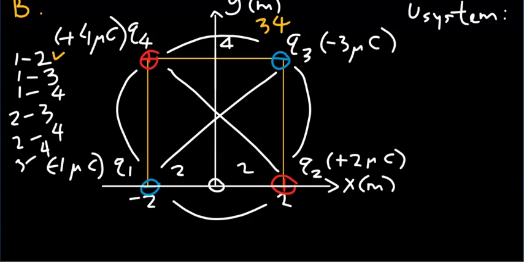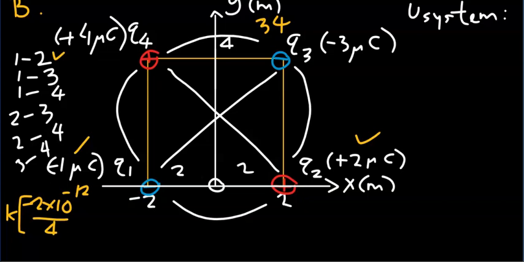So let's factor the k out. The term is Q1 times Q2, so minus 1 microcoulomb and 2 microcoulombs. That's minus 2 times 10 to the power minus 12. The distance between them is 4 meters. So that is the first term.